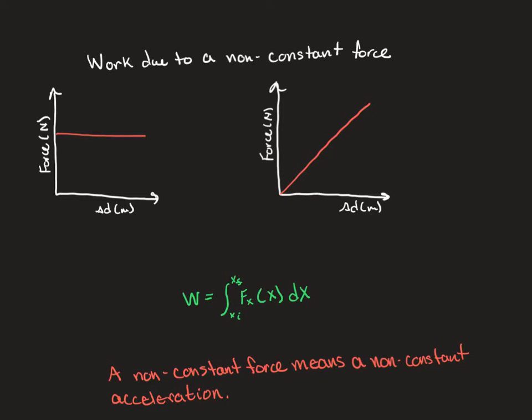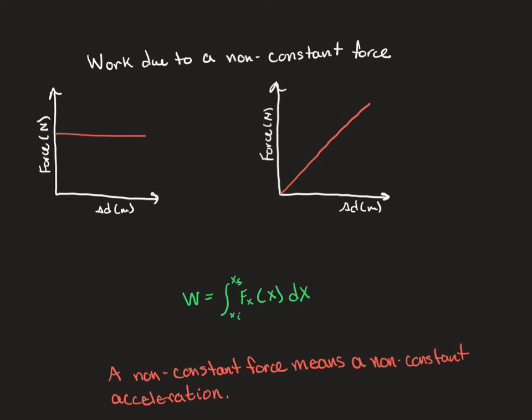Now, I have two force versus displacement graphs displayed here. In one, the force is constant, so notice it's a horizontal line, so the force is staying at the same value the whole way through the motion. And one where the force is increasing linearly with the displacement. So it is not a constant value. So the force here is different than the force applied here.